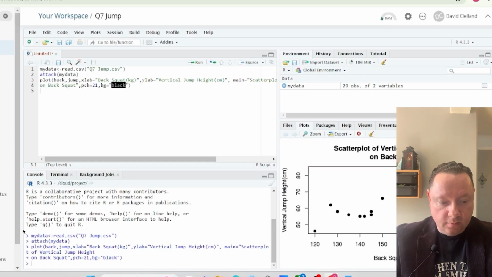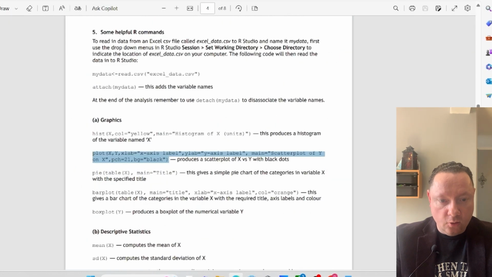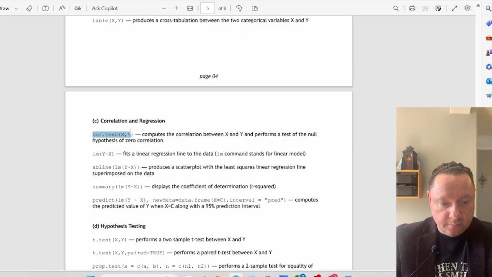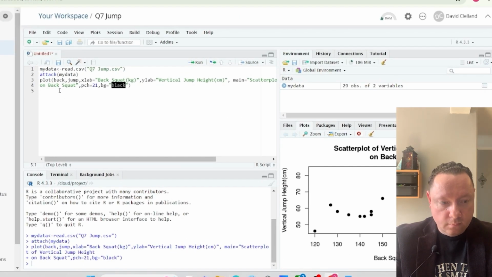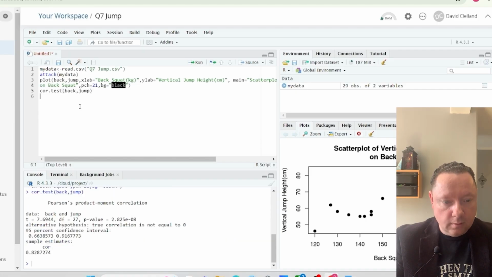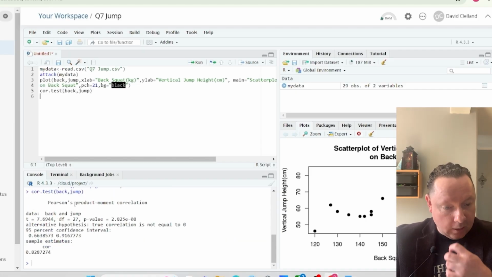Part B1, find the correlation coefficient between back squat weight and vertical jump height. So back to our thing, we need to do a cor.test. If you can't remember how to do a cor.test, you go to your data booklet and look it up. cor.test it is, XY. So X is our back and Y is our jump. And it gives us an output.